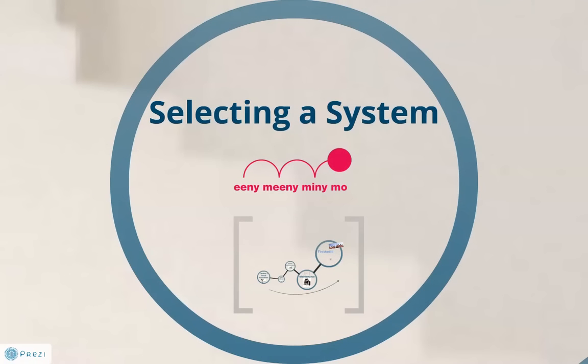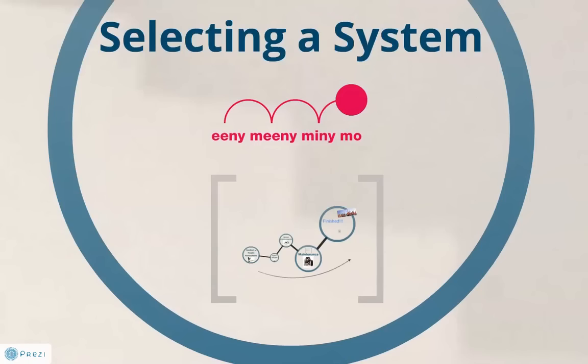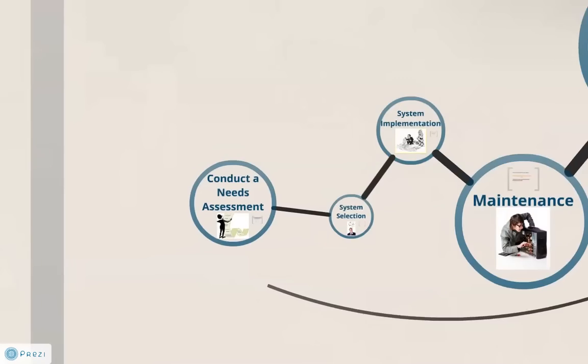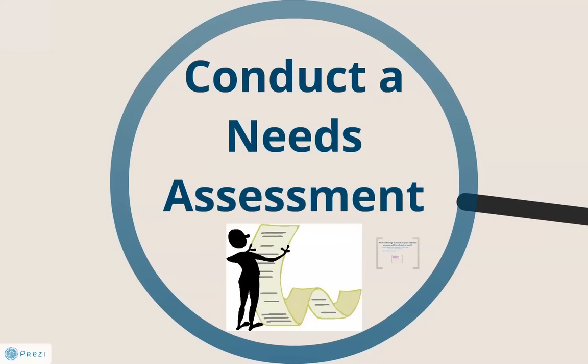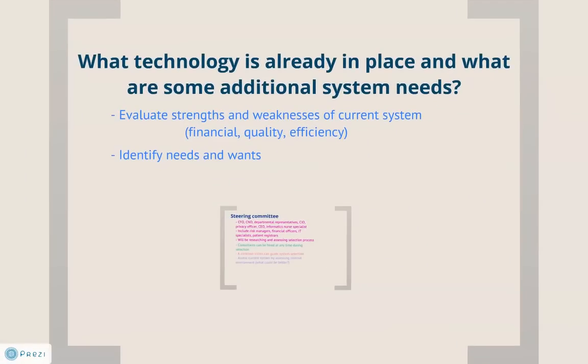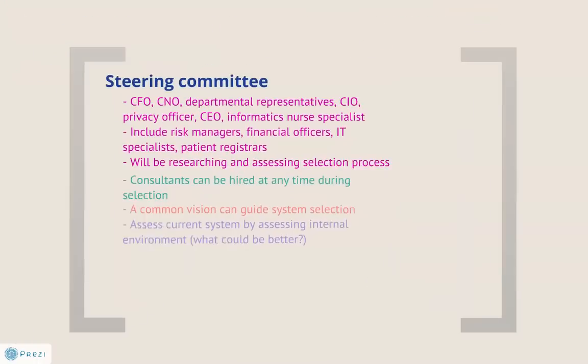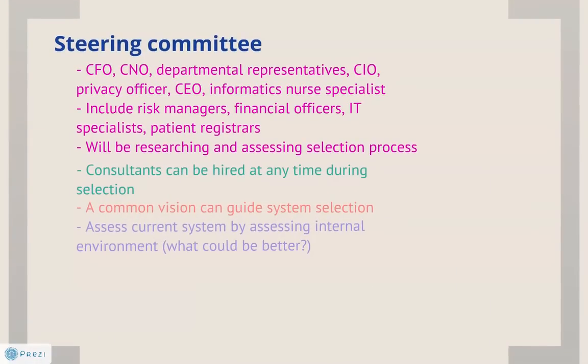After the planning process, we're ready to select the system. First, we conduct a needs assessment. What technology is already in place in our institution, and what are some additional needs? We evaluate our strengths and weaknesses, and then we identify our needs and what we really want. We create a steering committee that will be researching and assessing the selection process. They will be guided by a common vision, and they will assess the current system and evaluate how it could be better.